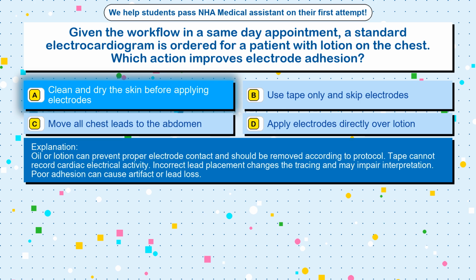Oil or lotion can prevent proper electrode contact and should be removed according to protocol. Tape cannot record cardiac electrical activity. Incorrect lead placement changes the tracing and may impair interpretation. Poor adhesion can cause artifact or lead loss.